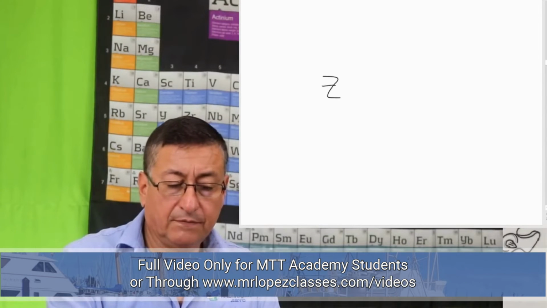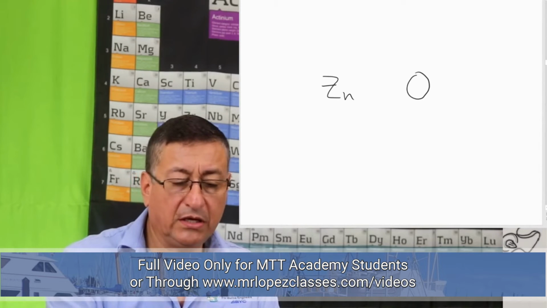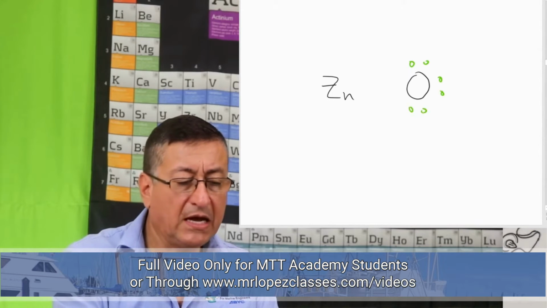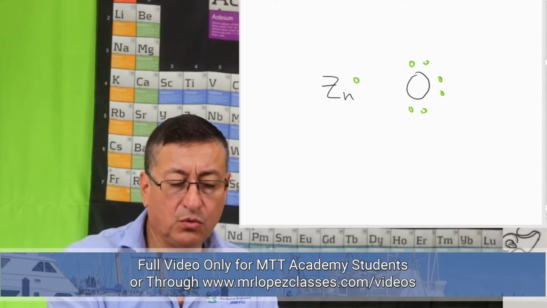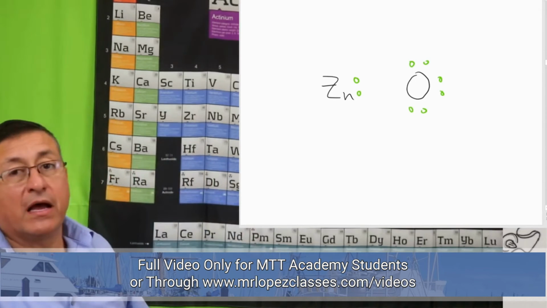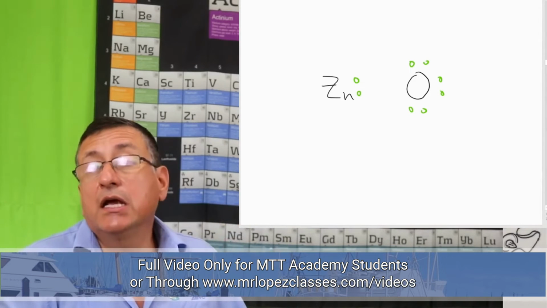This is the zinc, and this is the oxygen. The oxygen with the 6 electrons in the last orbit, and the zinc with 2 electrons in the last orbit. Once again, what element has more energy? Oxygen is located in that corner, and zinc has less energy.